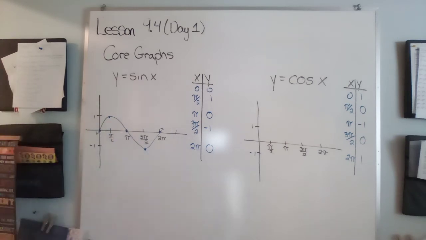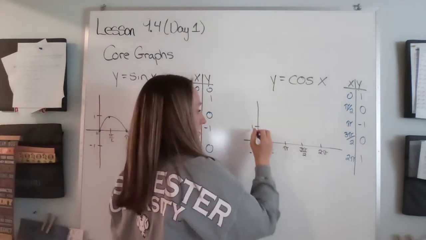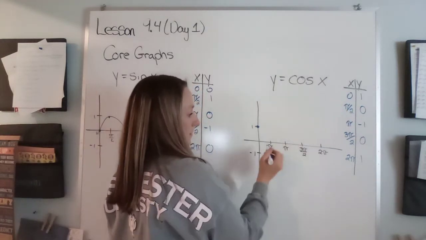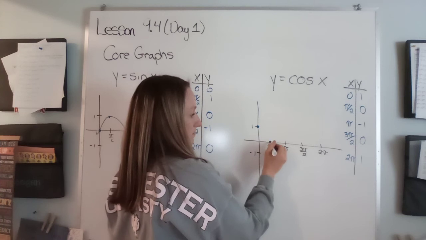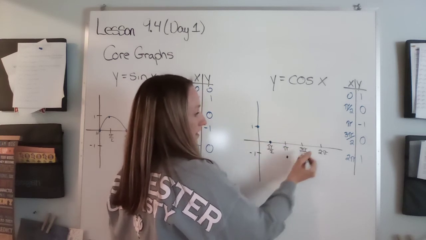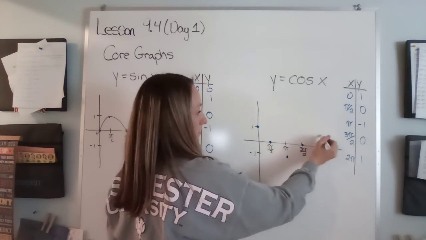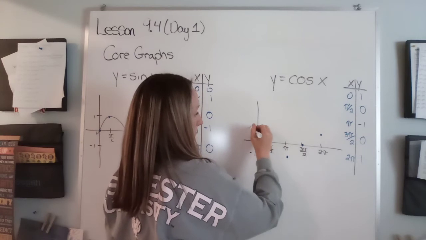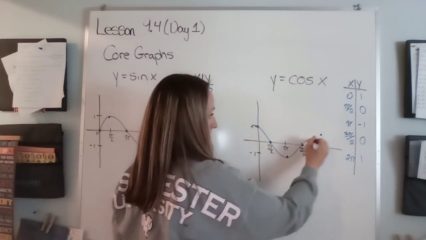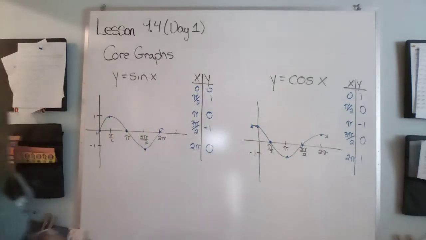All right. And then over here, plotting the points as well. I start at 0, 1. Then I plot a point at pi over 2, 0. Then I plot a point at pi, -1. Then 3 pi over 2, 0. And finally 2 pi, 1. It's going to go back down, so I kind of curve the ends down like that.